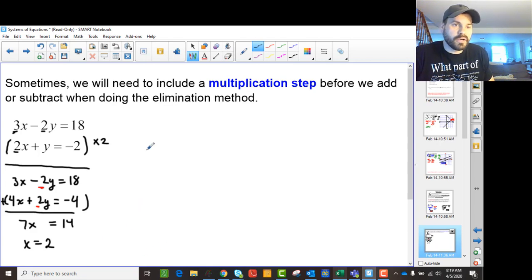And then once I know that x is 2, I go back up to one of my equations. It doesn't matter which one. You can plug into either one. What I usually do is pick the simpler one to plug into. So because this has smaller numbers, I'm going to plug into it.